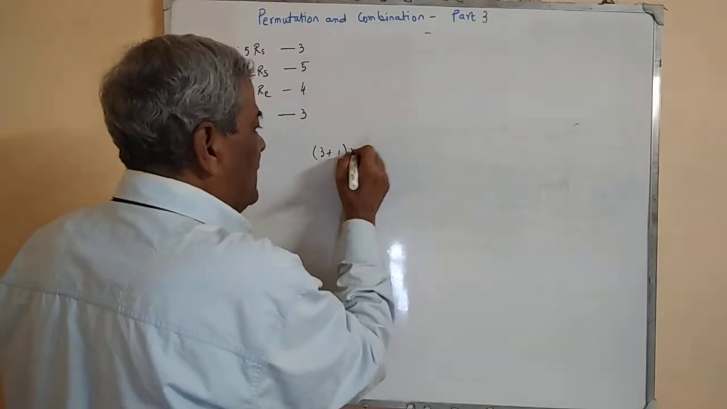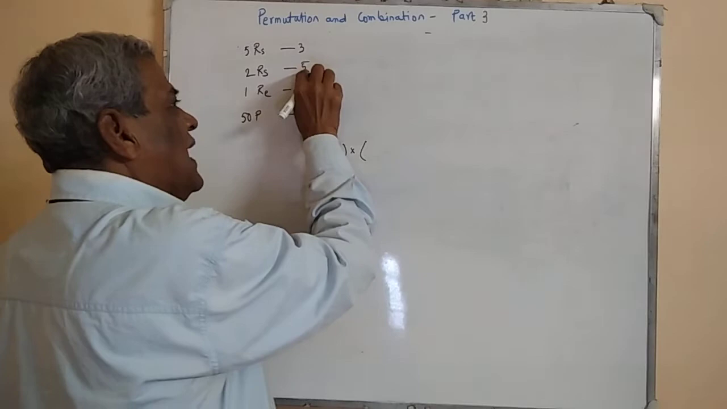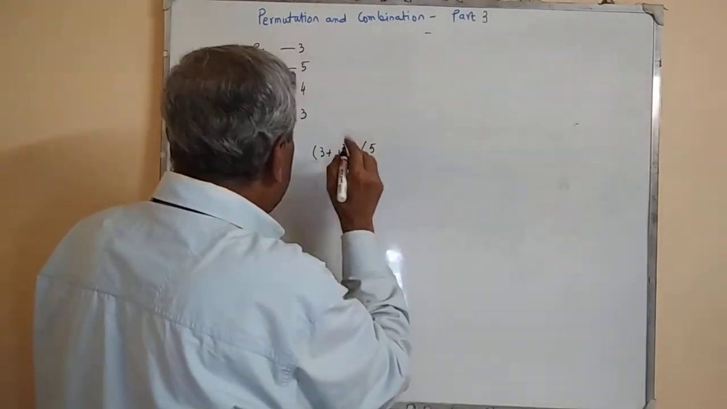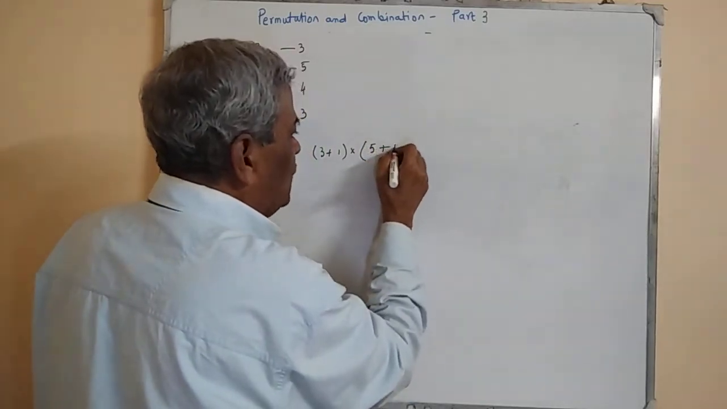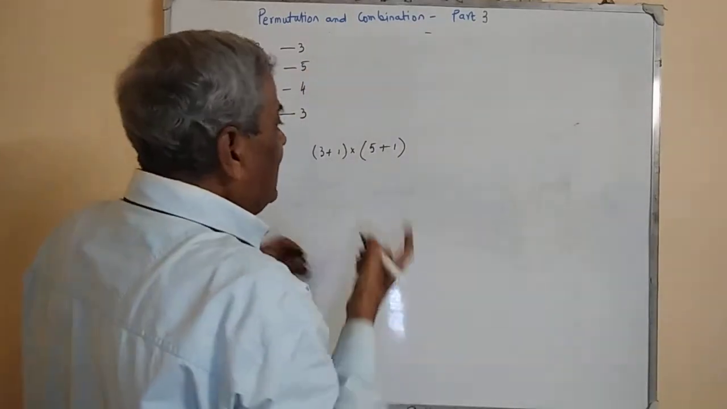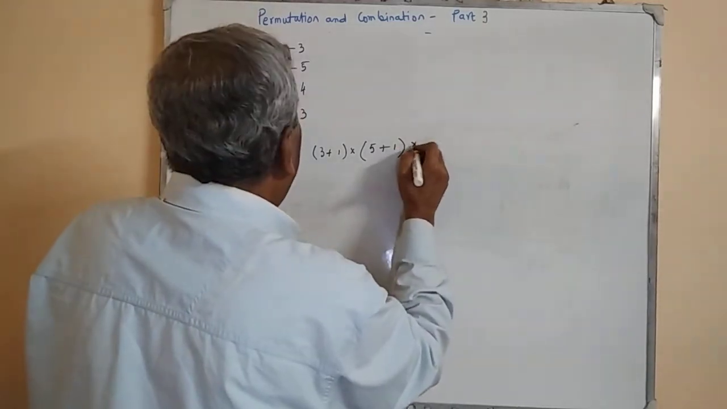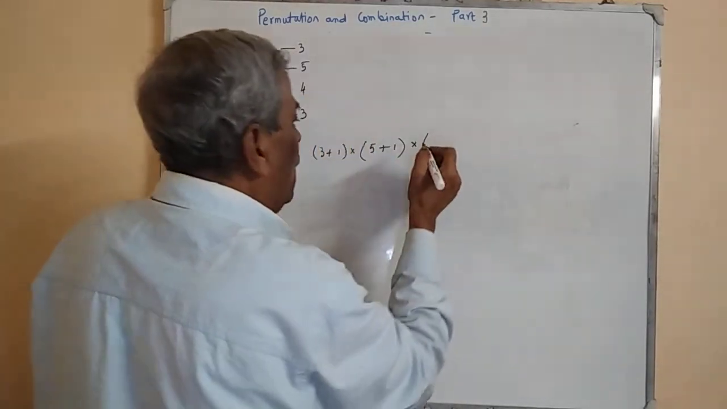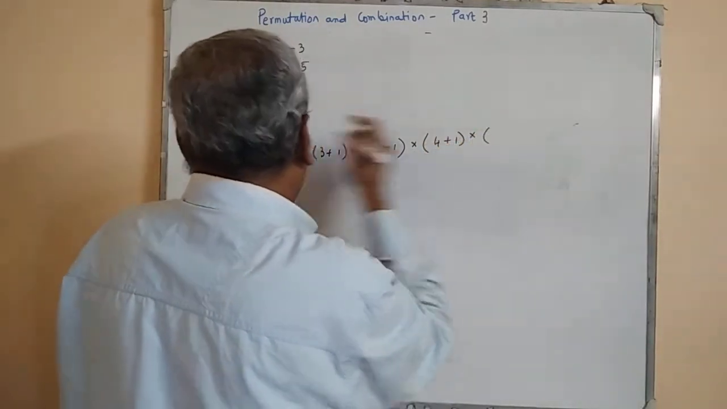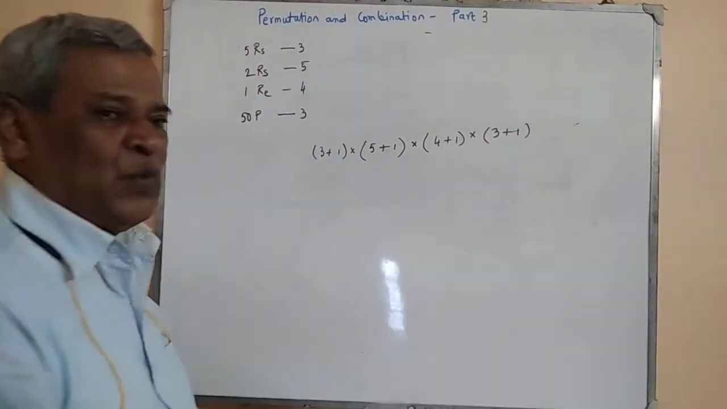Similarly, for 2 rupee coins, she has five 2 rupee coins. So she can help with respect to 2 rupee coins in 5 plus 1 ways, either 1 or 2 or 5 or 0. In that case, help will be from this and that. Similarly, for 1 rupee coins, she has 4 plus 1, and for 50 paisa coins, she has 3 plus 1. This way she can help.